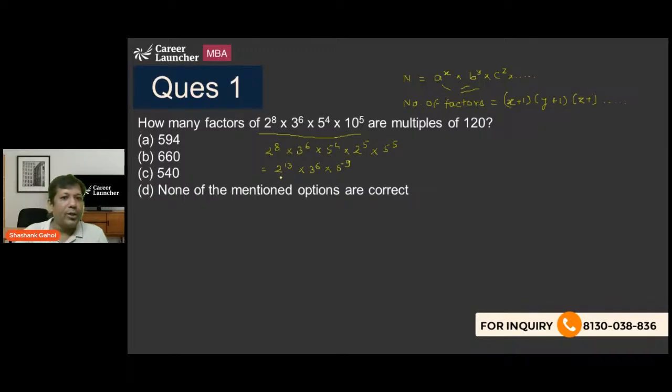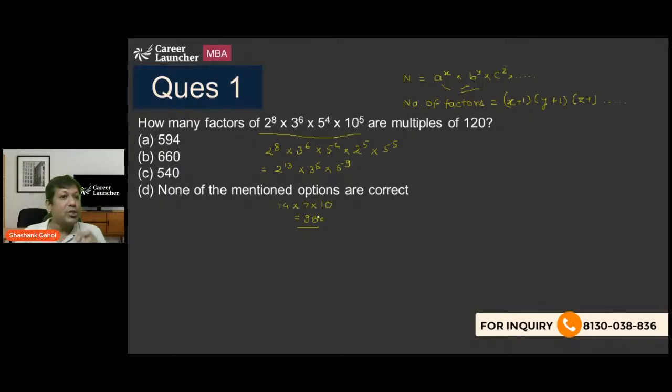So if I want to calculate the number of factors of this number, that is going to be power plus 1, so 13 plus 1 is 14. Power plus 1, so 6 plus 1 is 7. And power plus 1, that is 9 plus 1, is 10. So the total number of factors is going to be 980. This is how we can calculate the number of factors.